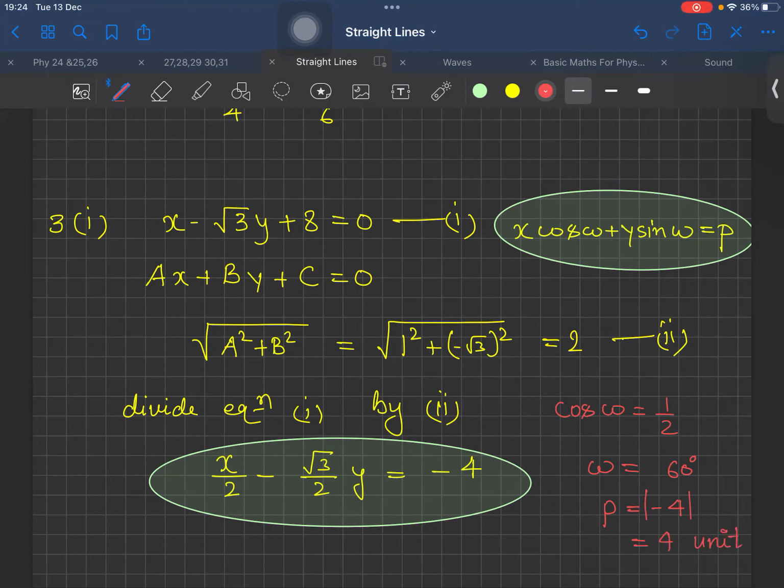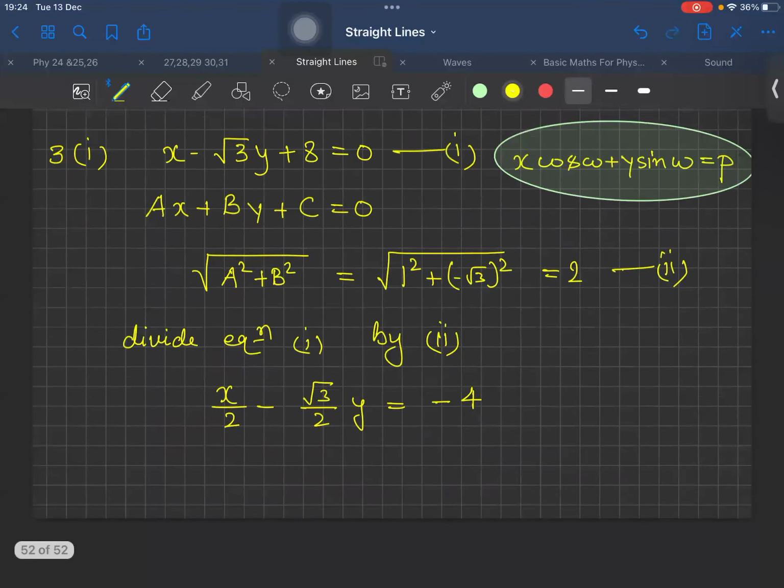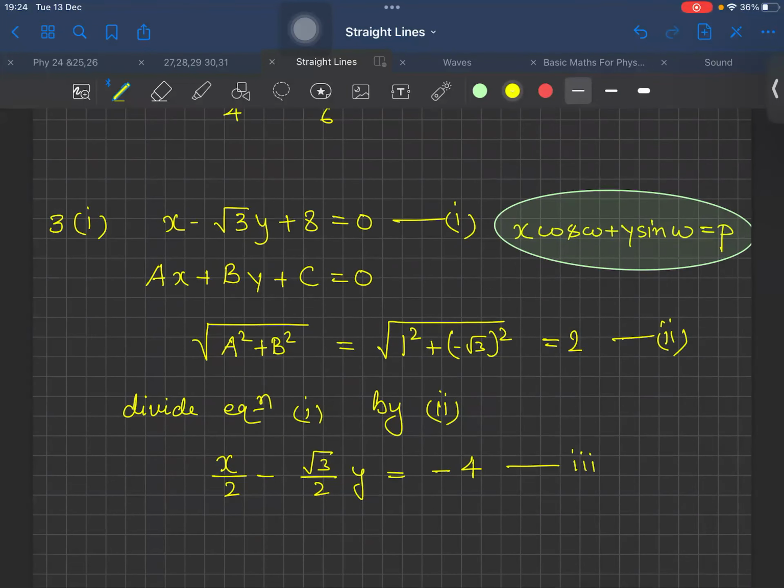Okay, there is something wrong. I'm really sorry. Wait. Not 60 degrees. See, we have to get this positive, isn't it? Minus 4. So divide equation number 3 by minus 1, or multiply by minus 1 on both sides. What will be minus x upon 2 plus root 3 upon 2 y is equal to 4, right? So the p value is 4.